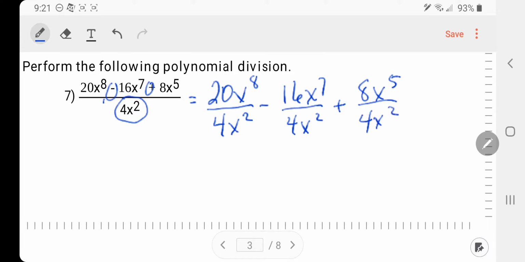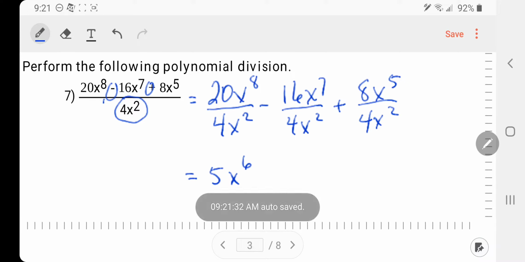So what we do is we separate the one fraction into separate fractions, and then we can simplify each fraction individually. All right, so 20 divided by 4 is 5. 8 take away 2 is 6. Remember, if you have variables in a fraction, that a fraction turns into subtraction.